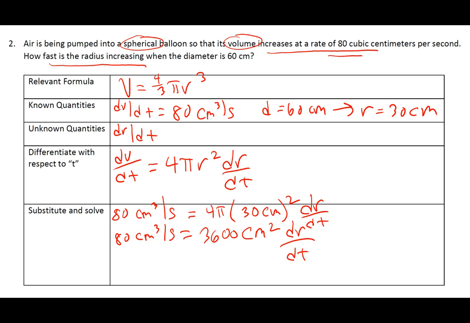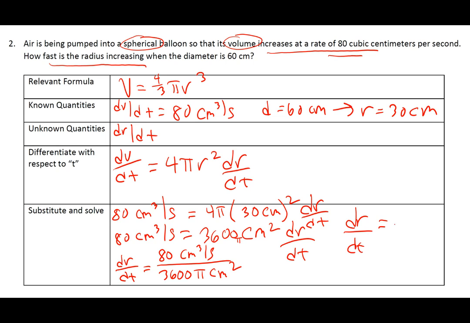In order to get dr/dt, you're going to divide both sides by 3,600 pi centimeters squared. So your dr/dt is going to be equal to 80 centimeters cubed per second divided by 3,600 pi centimeters squared. So that's not only going to help you find your answer, but it's also going to help you make sure you know your unit.